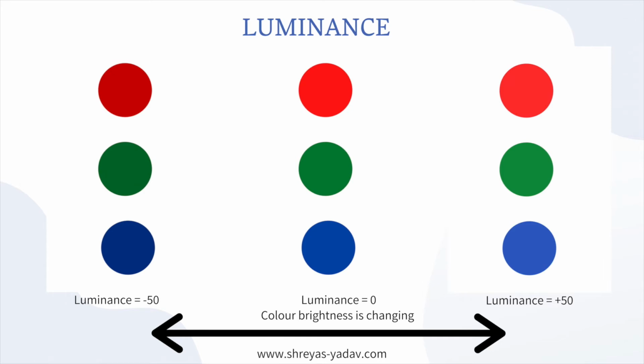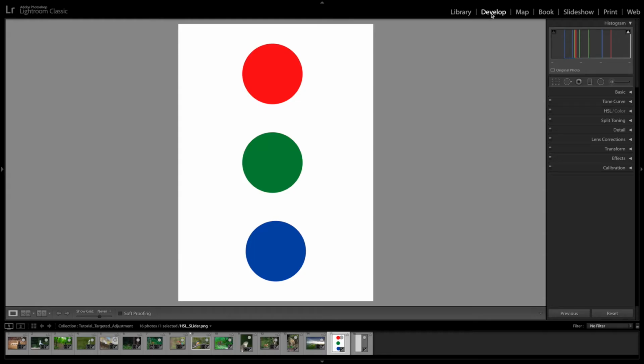Now let's go to Lightroom and learn how to adjust HSL sliders. We are in develop module. You can find HSL sliders here. In this HSL panel, there are primarily 8 colors. And you can control hue, saturation and luminance independently for each color. Now we will take an example of a red color. Let's change the hue slider first. Notice as we increase or decrease the hue slider, shade of the red color is changing.